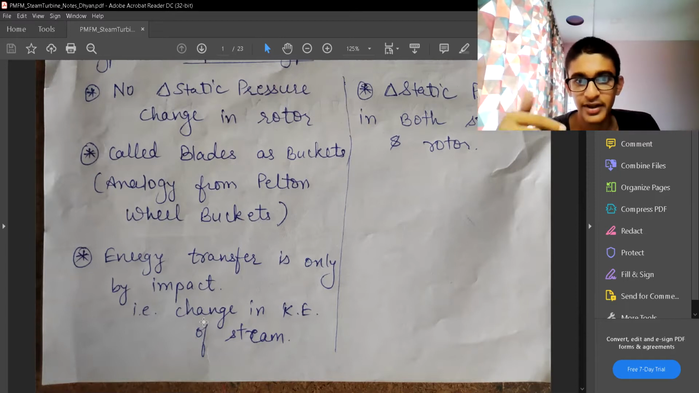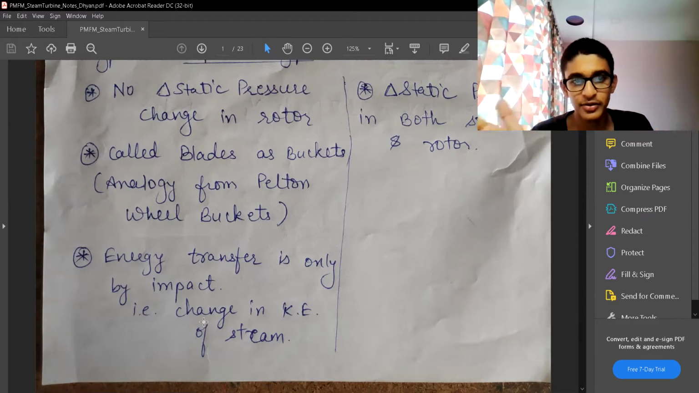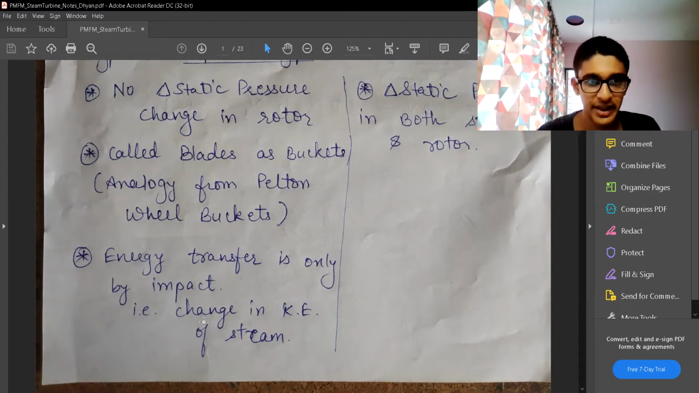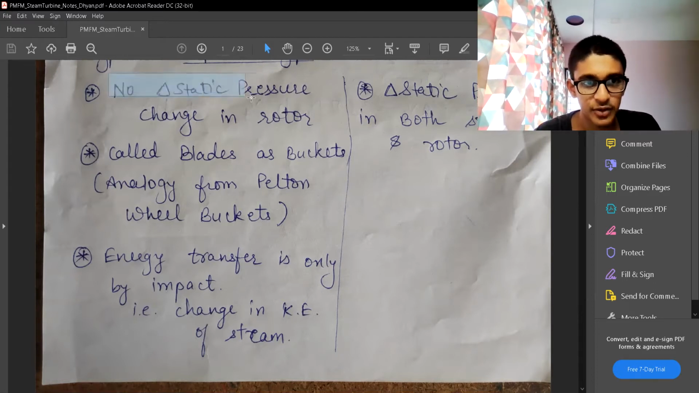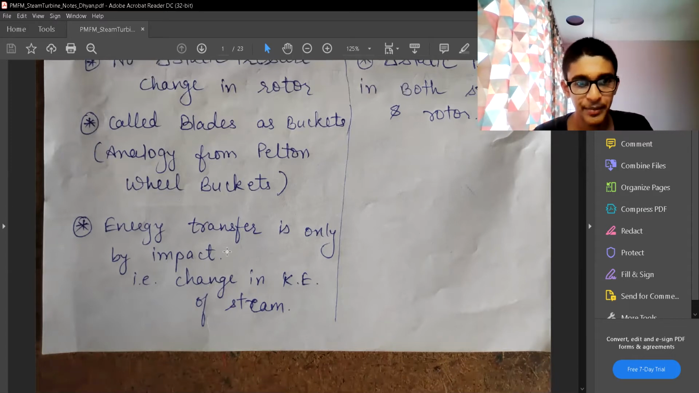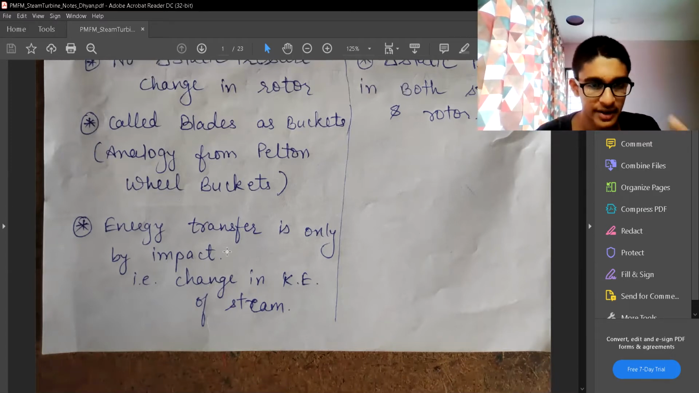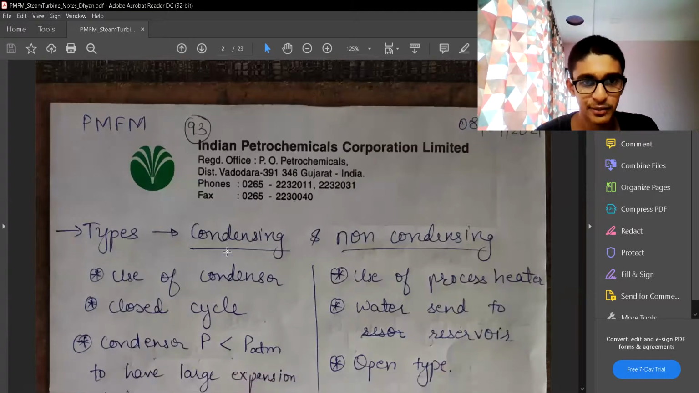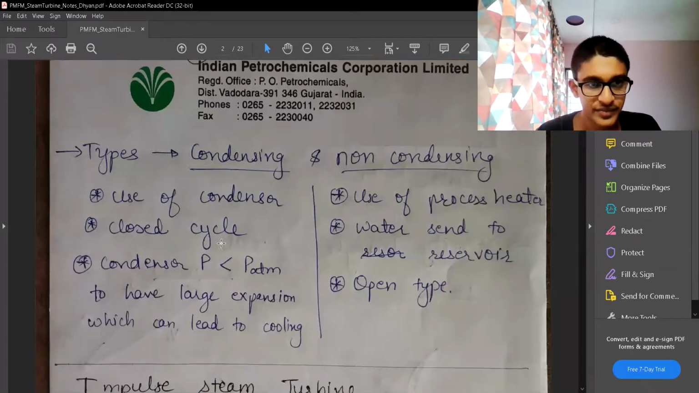So there is no conversion of pressure. There is no change of pressure. The pressure remains the same everywhere. That's the meaning: there is no static pressure change in the rotor. So we have a change in impulse. The impulse is imparted. The impulse means kinetic energy, or energy is provided in terms of velocity.